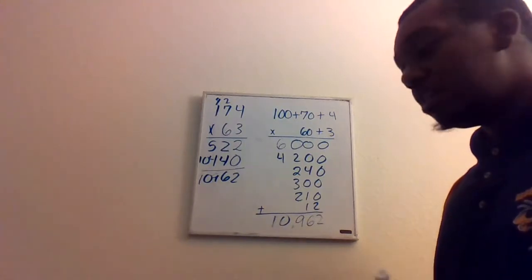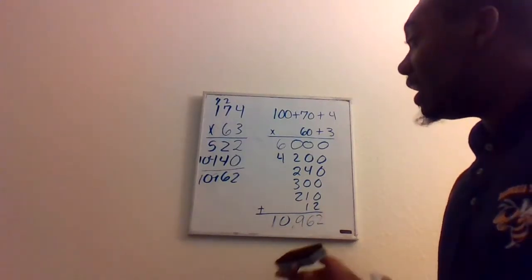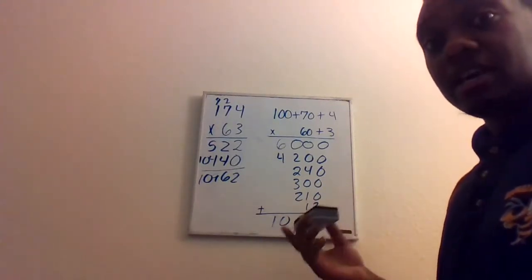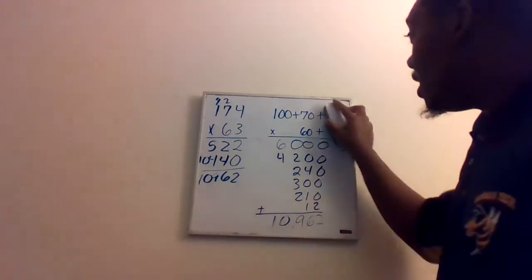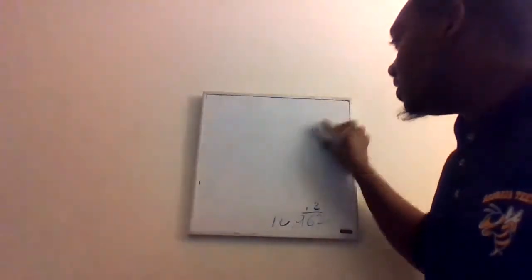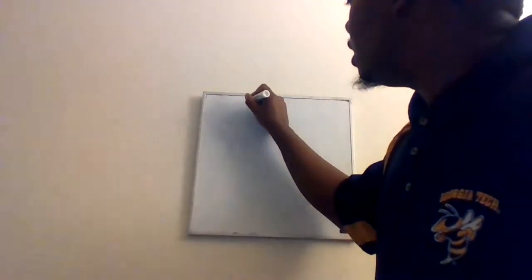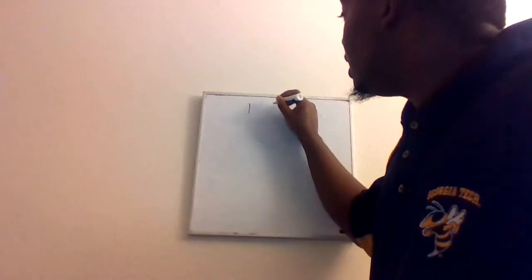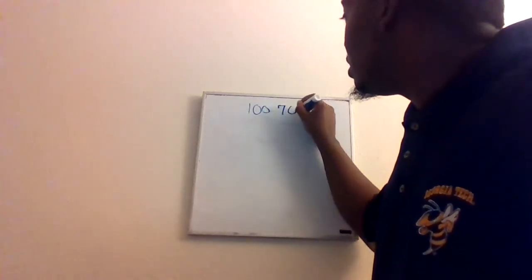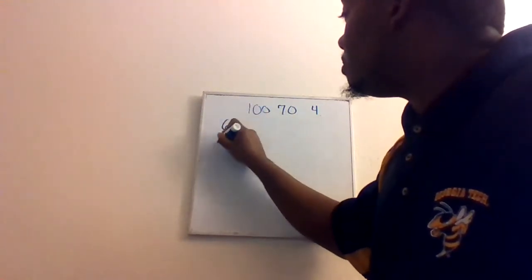And now I'm going to show you one other method that is very nice because it helps people understand area as well as multiplying, because area is just a multiplication problem. And sometimes people call it the box method. I like to think of it as just the area method because that's all it is. So we had 174, and we also have 63 that we're multiplying.